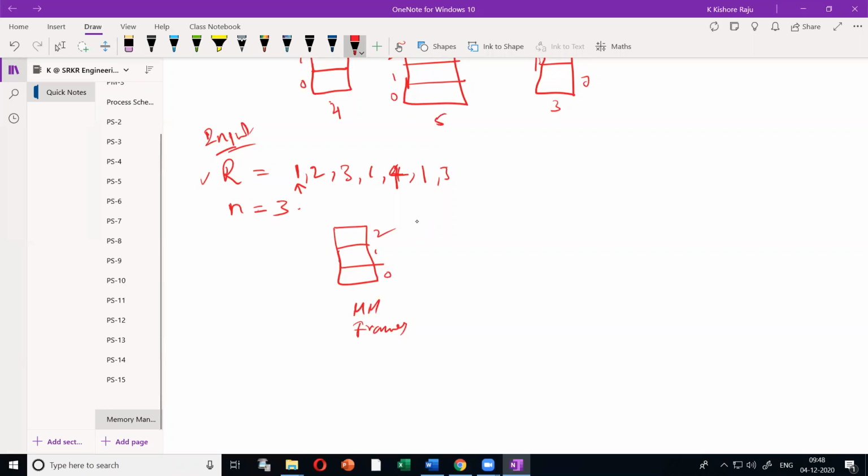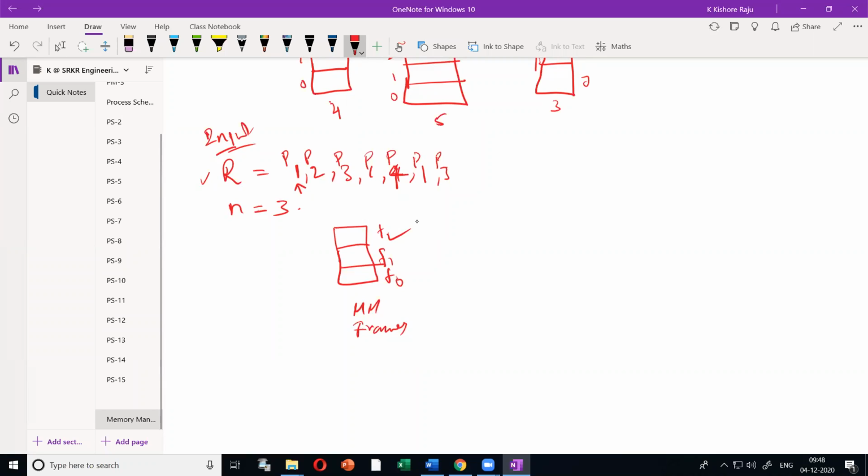Yes, Sanja. Is page 1 available in the main memory frames? No. This is the frame number, so better I'll mention F0, F1, F2. The reference string is P1, P2, P3, again P1, P4, P1, P3. Now you may have some confusion.